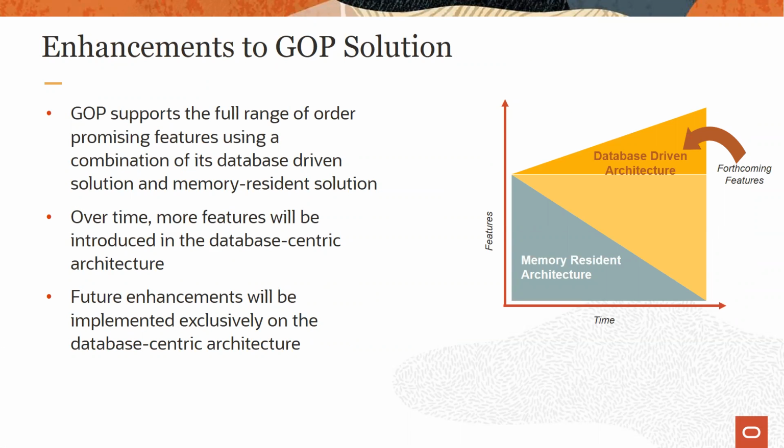The GOP solution supports a full range of order promising features either through the database-centric architecture or by redirecting orders automatically to the memory resident solution. While the order promising solution based on the database-centric architecture can be implemented out of the box for several business flows, more features would continue to be added in forthcoming releases and reliance on the memory resident solution will gradually diminish. All new product enhancements will be carried out by keeping in mind the database-centric architecture.